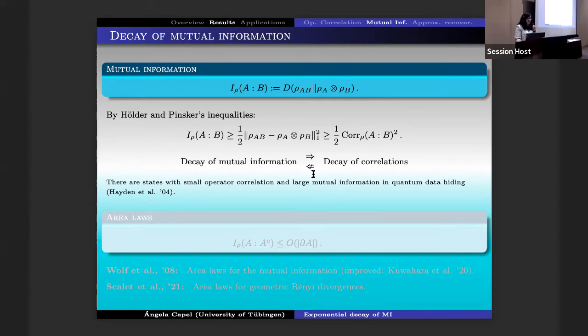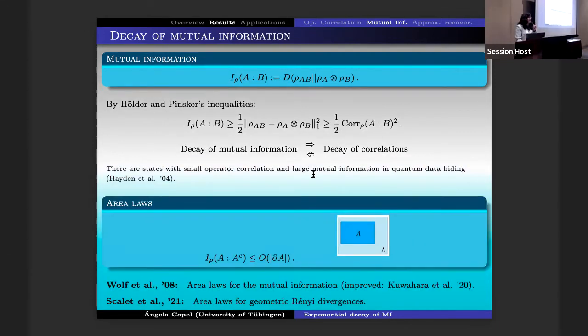And one of the reasons for studying mutual information and the decay between separated regions is that when you don't consider separated regions but adjacent ones, you can study area laws. So essentially, if you consider now a region A containing lambda, and you want to see how the mutual information between A and its complement behaves, we say that there's an area law when an inequality such as this one holds. And this is a very important topic.